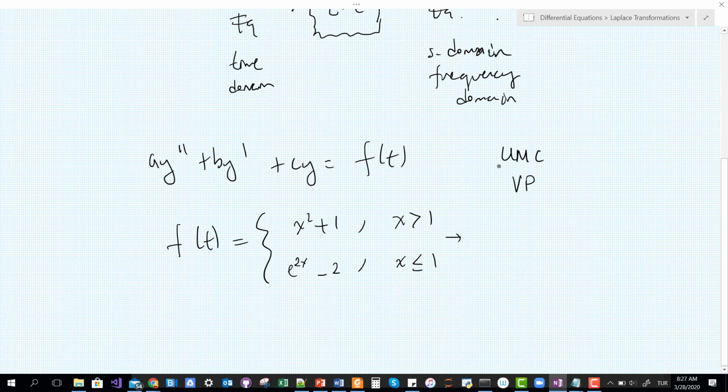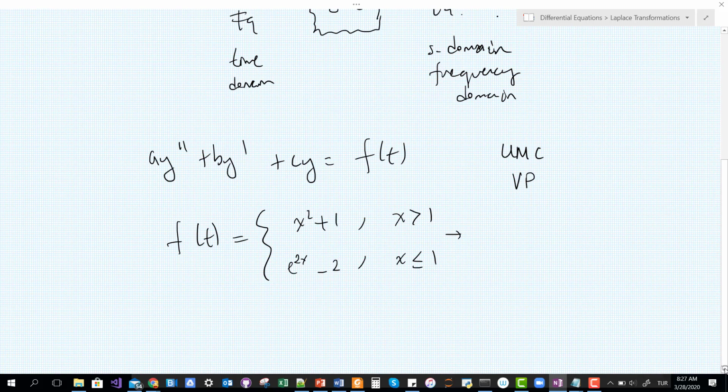UMC was applied for the elementary type of functions: sine, cosine, polynomial, and exponential. And then variation of parameters we use for some other type of function which UMC cannot solve. But when it comes to a discontinuous function like this one, we need to find some different technique. That's why we need a new technique which is called the Laplace transformation.